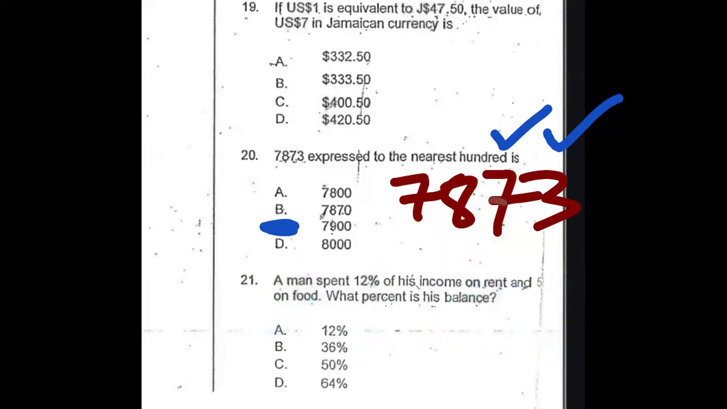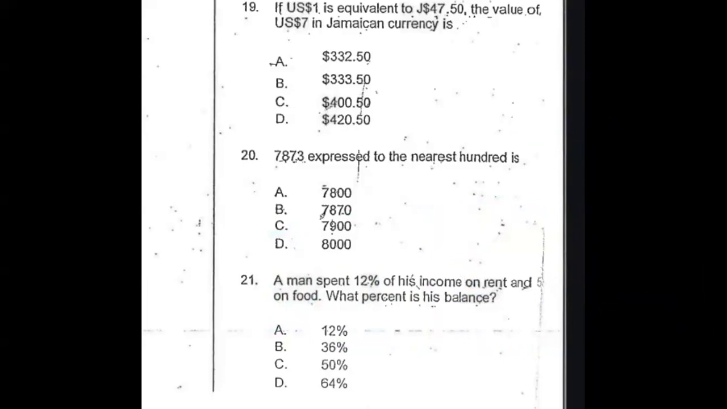Yeah, there we go. All right, we're now at 21. 12% of his income on rent. Is this 5 or 50? Okay, 5 on food. So 17%.